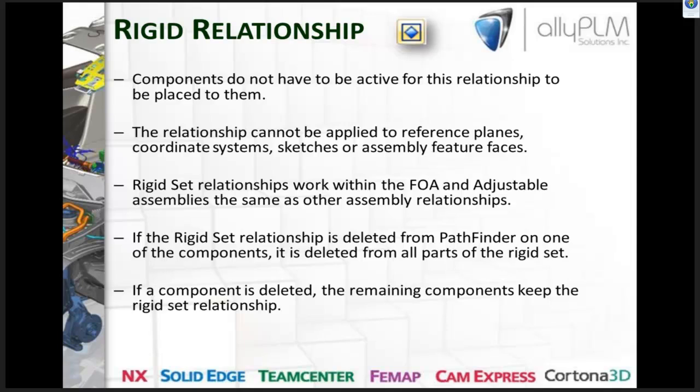And if the rigid set relationship is deleted from Pathfinder on one of the components, it's deleted from all the parts in the rigid set. But if one of the components is deleted, the remaining components will keep the relationship. And I'll show you this in an example in a minute.